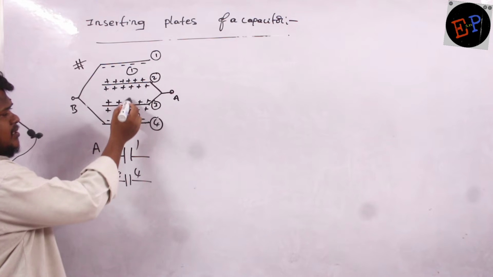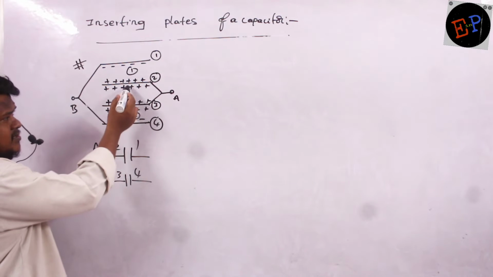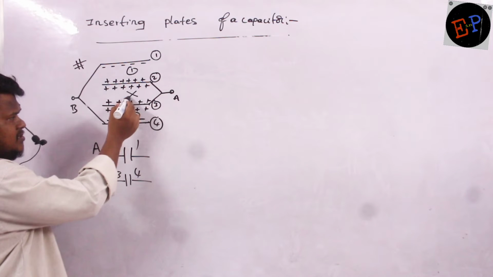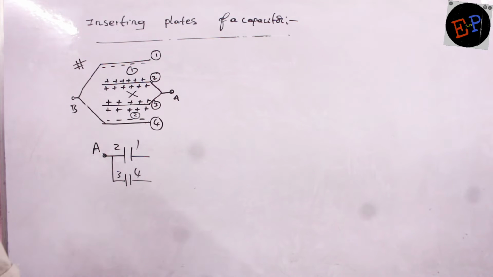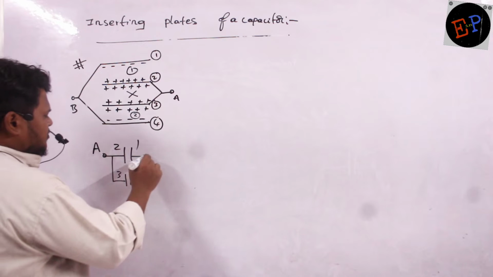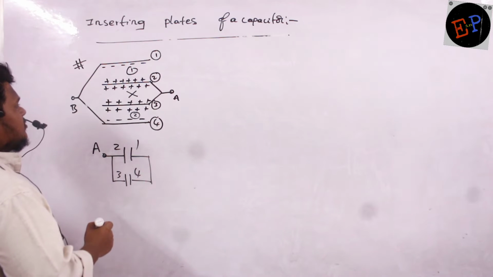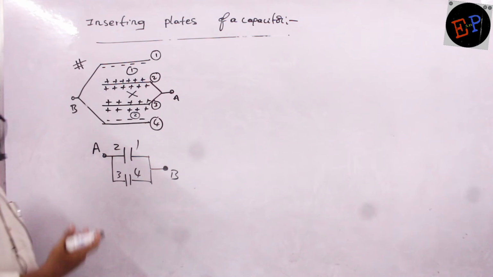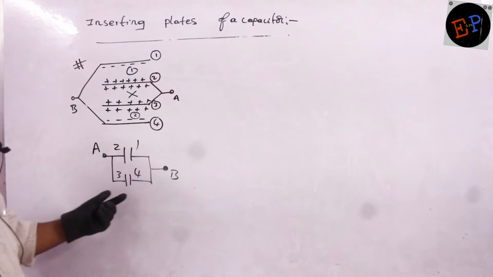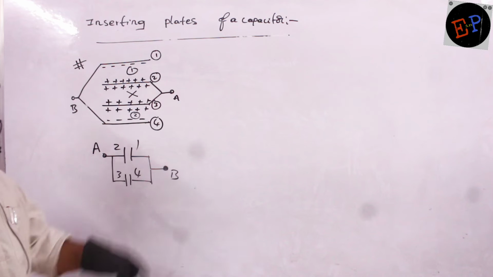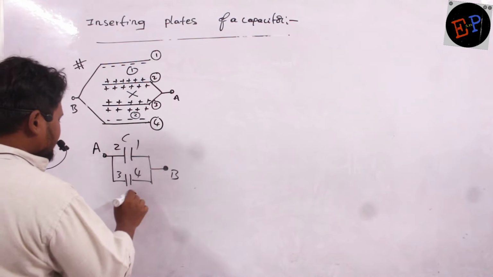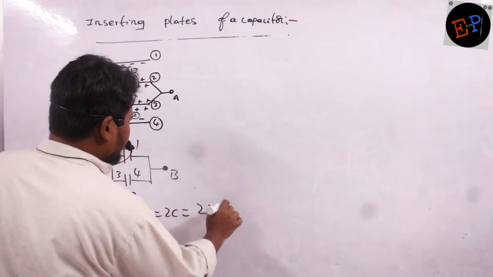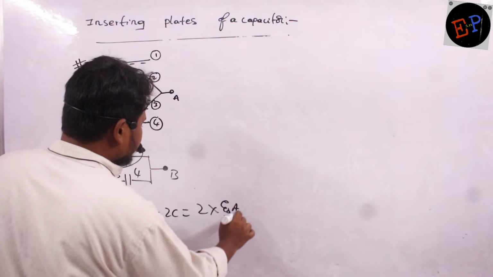And here I don't find any capacitor because this is also a positively charged plate. This is also a positively charged plate. This does not form a capacitor. Are you able to understand? So that's all. Which one is connected to B? 4 is connected to B. So this is B. So these two capacitors are connected in parallel connection. Therefore, what is my equivalent capacitance? Equivalent capacitance is 2C, or 2 into epsilon naught A divided by D. That is my answer.